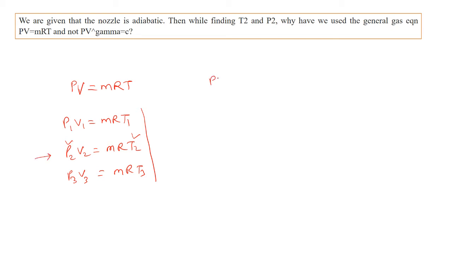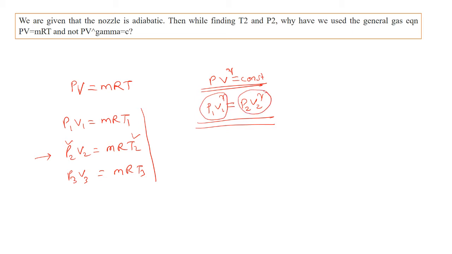However, PV raised to gamma is equal to constant is a process equation. If this equation is written, it will be written like P1 V1 raised to gamma is equal to P2 V2 raised to gamma. That means if we are using this equation, we are using all the variables of one state and some variables of the other state, except one variable of the other state, such that by equating this we can find out the other variable of that state.